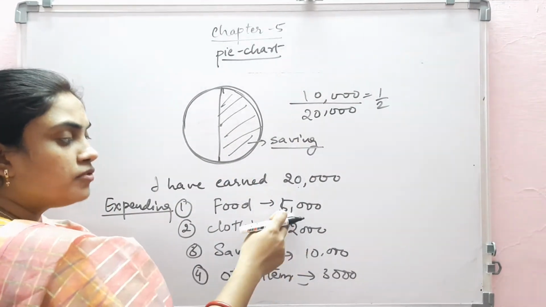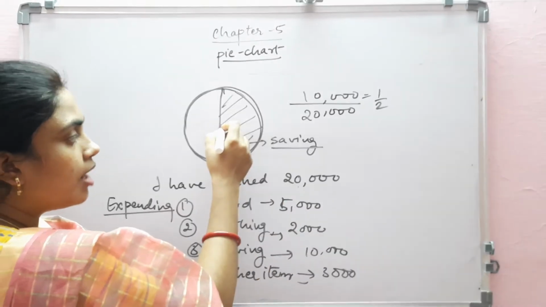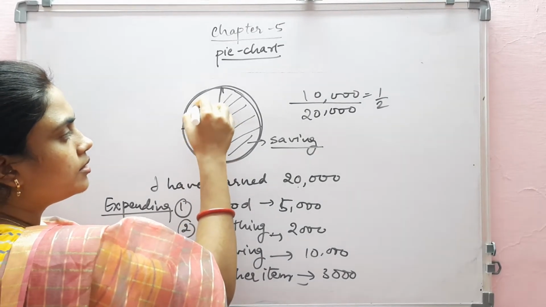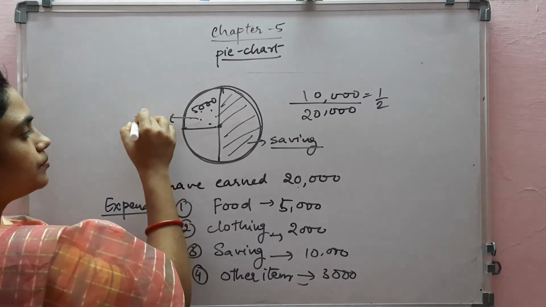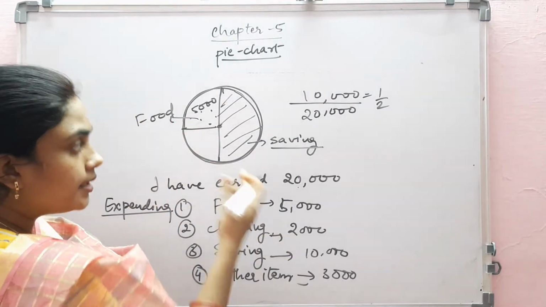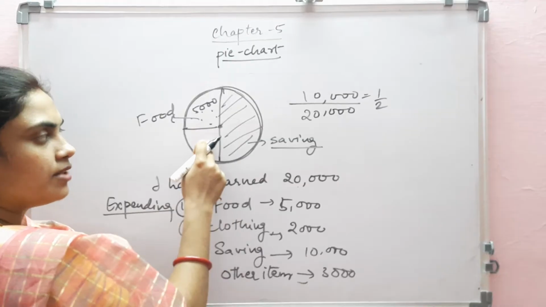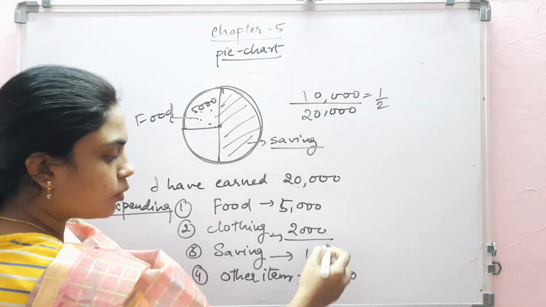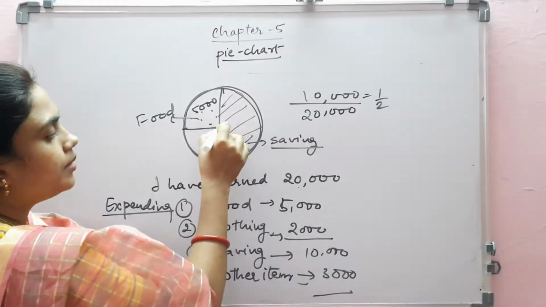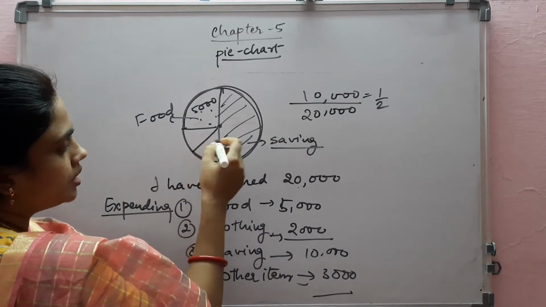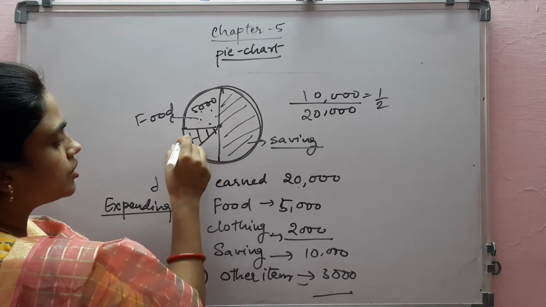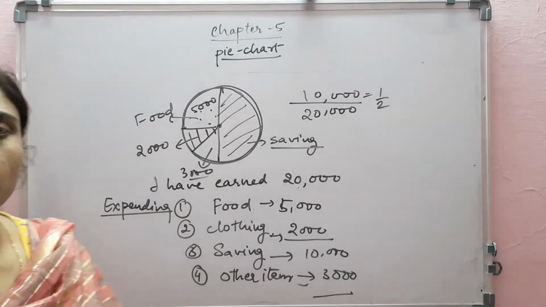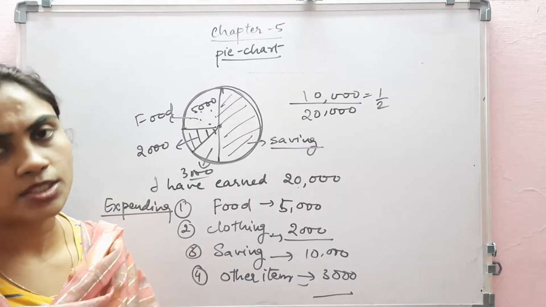Now, half of the rest of the 10,000, this is 5,000, I am spending on food. Now the other 5,000, 10, 5, 5, all will become 20. So this rest of the 5,000 I am expending in clothing and other items. So I will make it as this. Color this. Draw this. This is 2,000 and this is 3,000. So this is the representation of a data on a circular graph, that is called the pie chart.